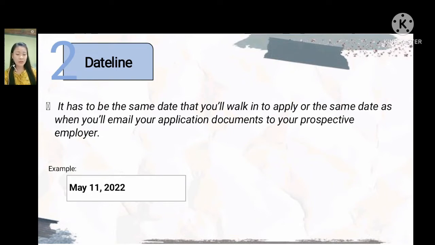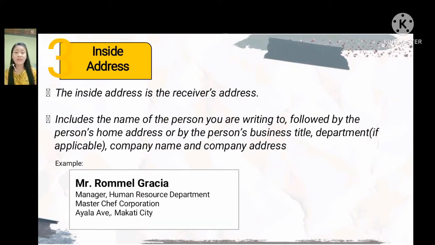And then let's proceed with the next one, the inside address. The inside address is the receiver's address. It includes the name of the person you're writing to, followed by the person's home address, or by the person's business title, the department if applicable, the company name, and the company address. Like for this example, we have here Mr. Romel Gracia, the name of the receiver, a manager, the position, human resource department, the business title, and then the Master Chef Corporation, which is the company name, and then Ayala Avenue, Makati City, the company address.